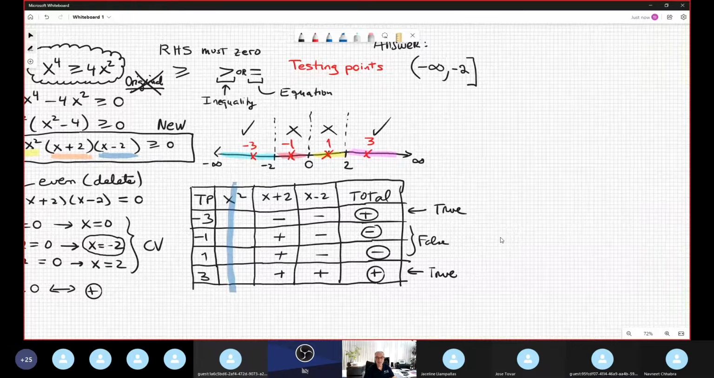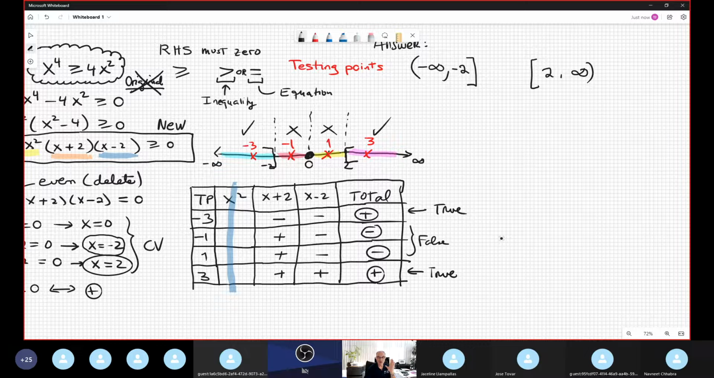Another piece is the purple color. It is the square bracket 2, comma infinity. By the same reason, include 2, because 2 is a solution. But don't forget 0, because 0 is a solution of the equation. And 0 is one isolated point. You put a bracket here, and a bracket here, but 0 is also a solution. And 0 is one isolated point in the middle of the desert.